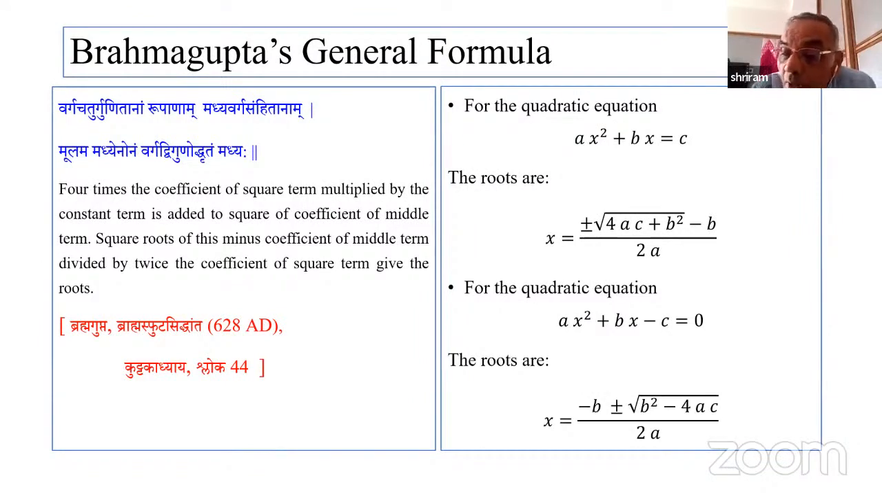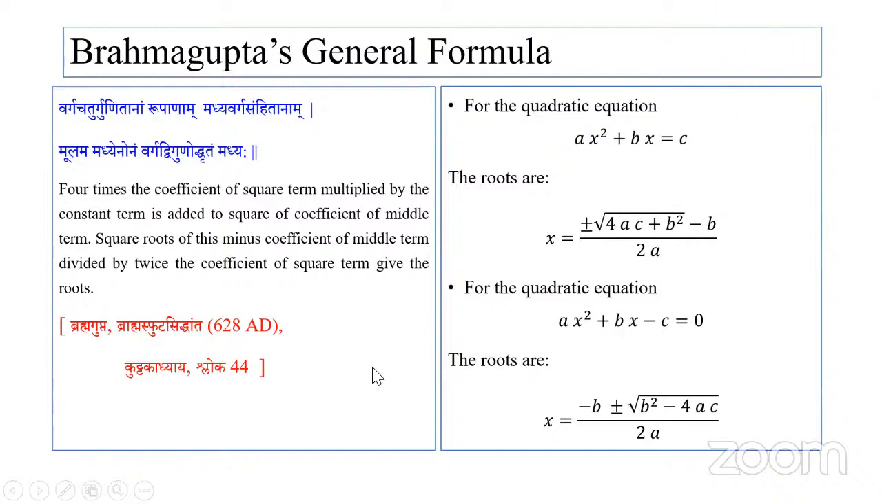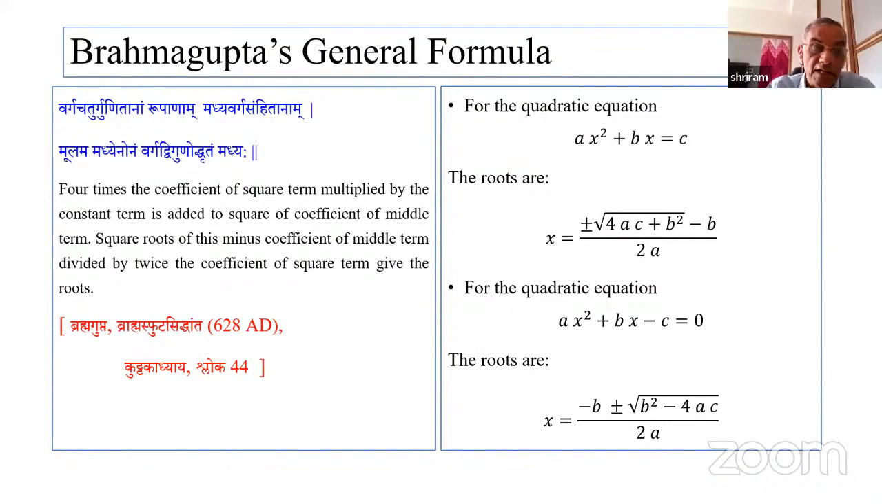Minus b plus minus root of b square minus 4ac upon twice a. So, giving a formula for solving a quadratic equation, the credit goes to Brahmagupta first. The time of Brahmagupta is 628 AD, as you can see on your screen. So in 628 AD, nearly 2000 or minus some years back, Indians knew the formula for solving a quadratic equation for all values of a, b, and c.